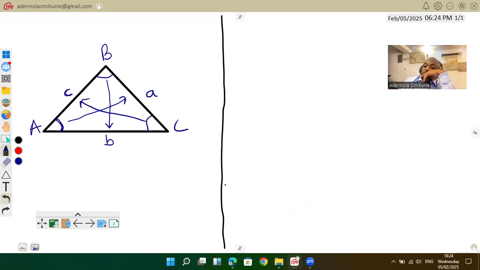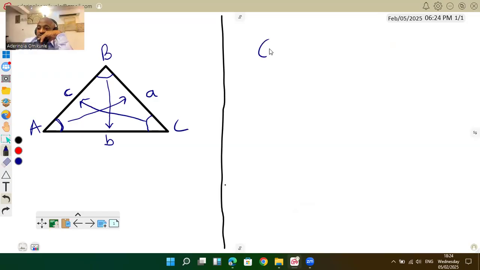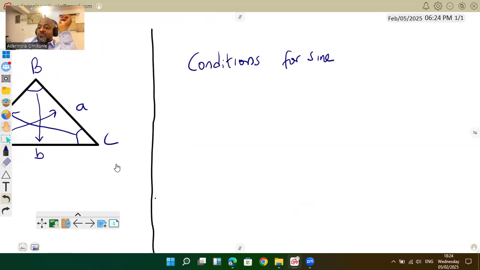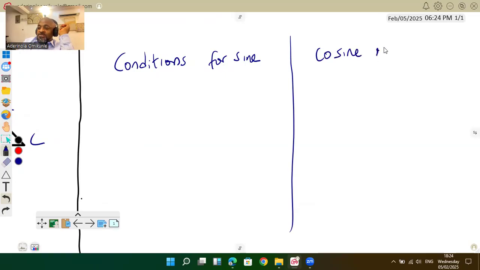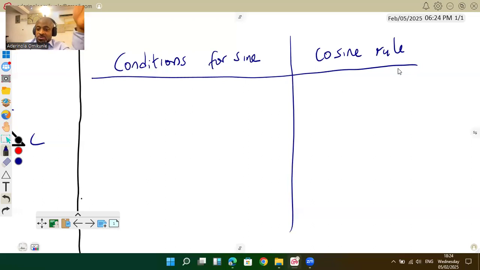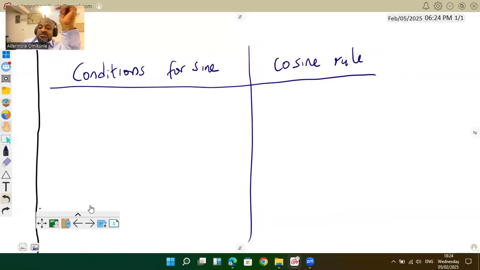So now the first thing I want to talk about, before I even talk about the formula, is the conditions for sine and cosine rule: the condition for sine rule, and the condition for cosine rule. What this means is, what exactly will you see that helps you figure out that this is a question involving sine rule? And what exactly will you see that makes you realize that this is the condition for cosine rule? That's what we want to look at now. So let's start from sine rule.